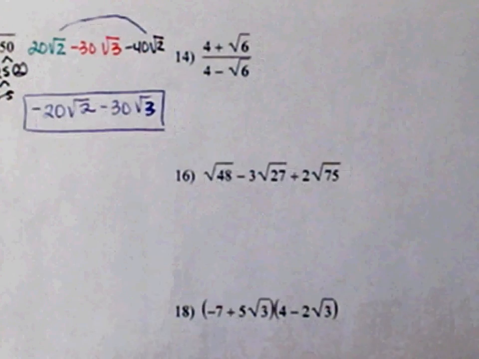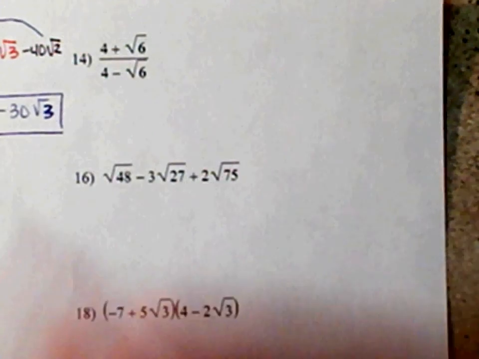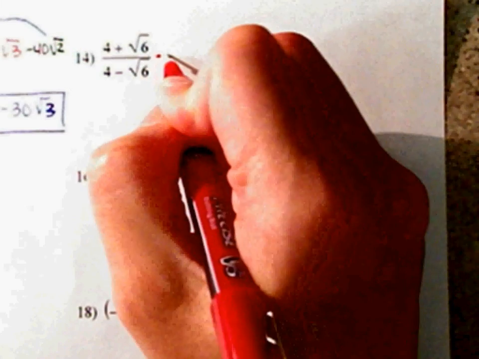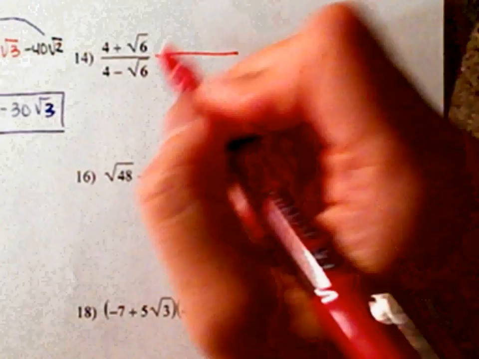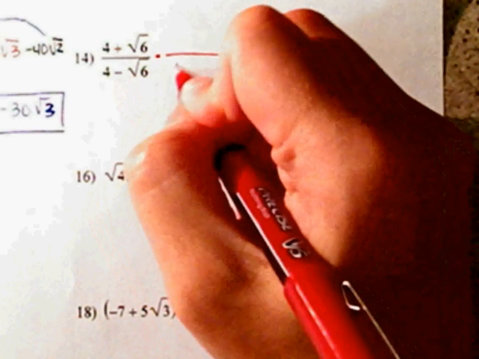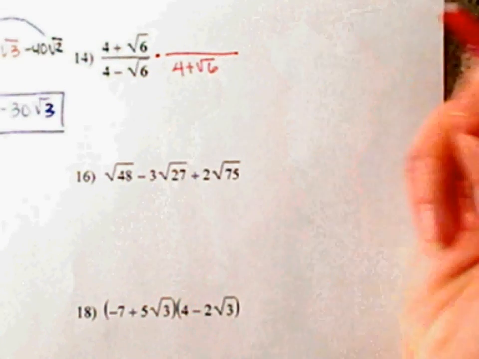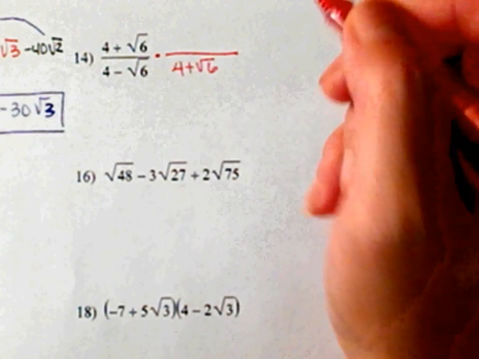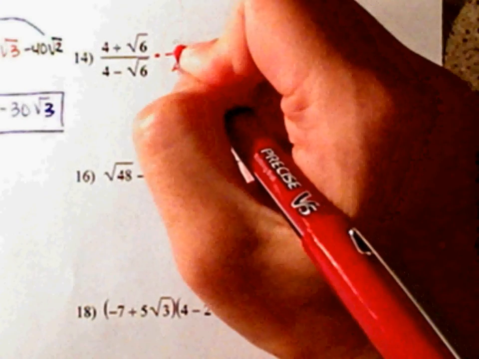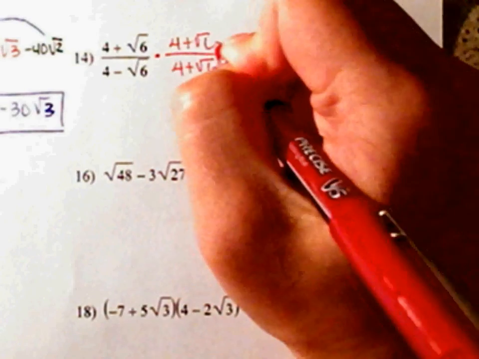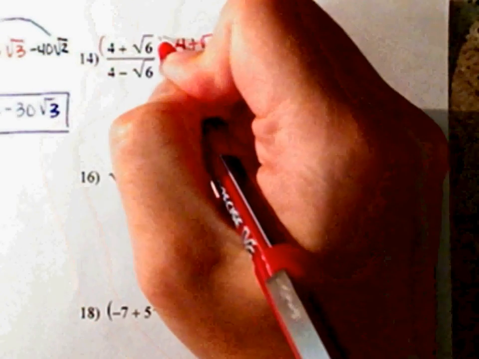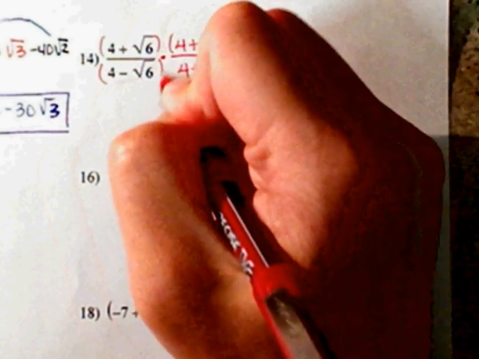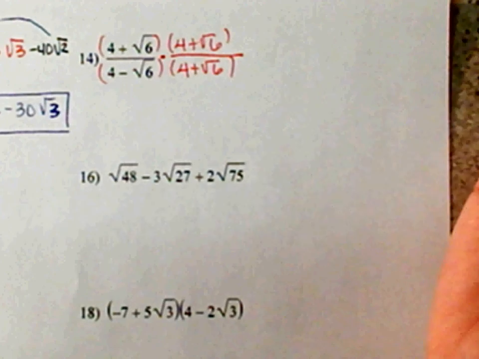Number 14, you got a radical in your denominator, so you are going to have to rationalize. You're going to have to use the conjugate. The conjugate of 4 minus square roots of 6 is 4 plus square roots of 6. And the reason you want to do that is you're going to get rid of your radical sign. Okay? So what you do to the denominator, you have to do to the numerator. And it might help some students put parentheses around it because you are multiplying a binomial.